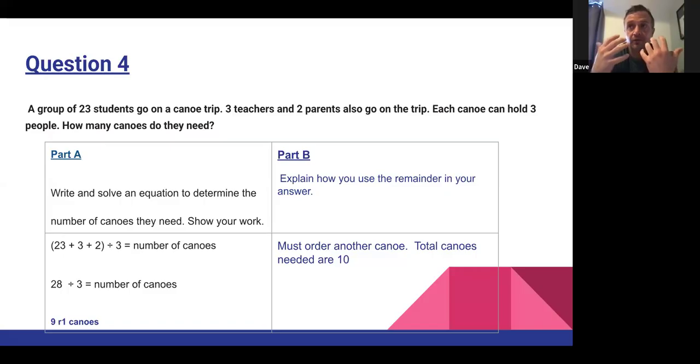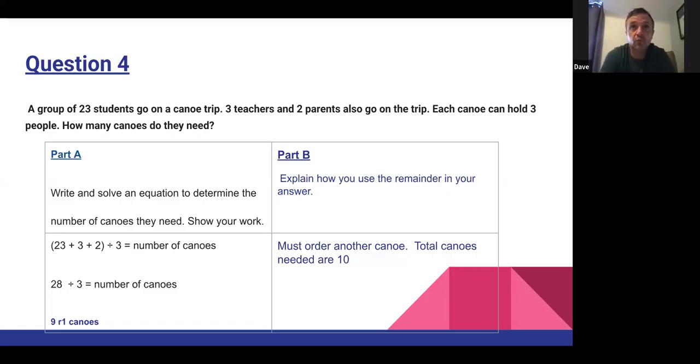I need 10 canoes. Even though my answer says 9, there's still 1 person left over. That means that 1 person doesn't have a canoe, which means I need to order a canoe so everybody has a canoe. So even though my answer is 9 with a remainder of 1, how many real life canoes I need to order are 10, because I don't want that 1 person not having a canoe.